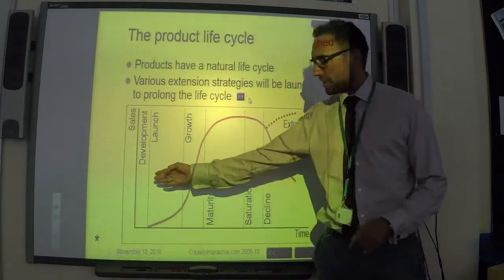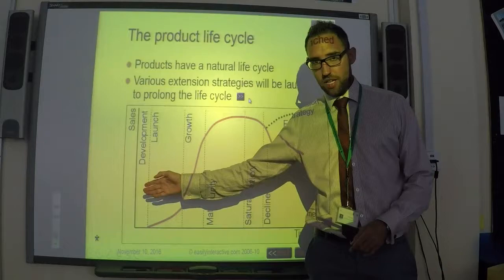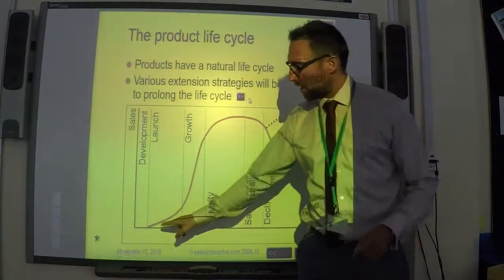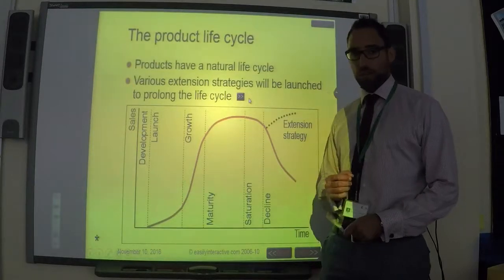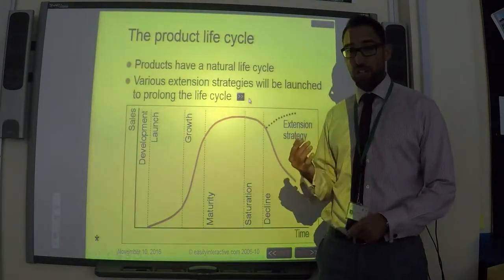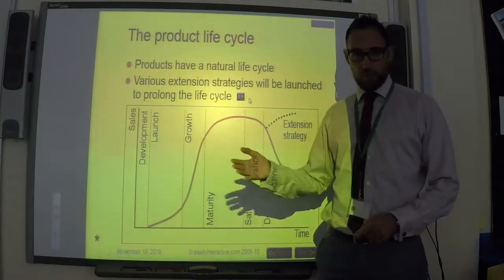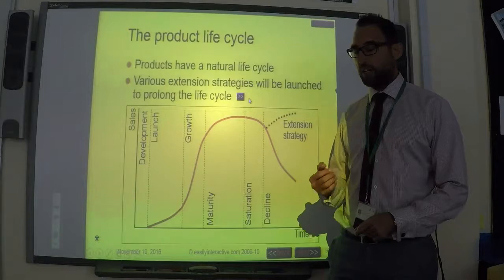Now, the very first stage of the product life cycle is what we call development or research and development. Now, if we see on here at research and development, there are no sales. Why are there no sales? Well, it's because we haven't made the product yet. We haven't even started selling it. We're designing it, we're testing it, okay, we're creating the latest product ready to be launched.